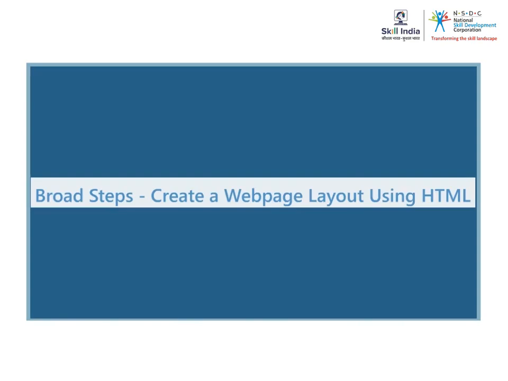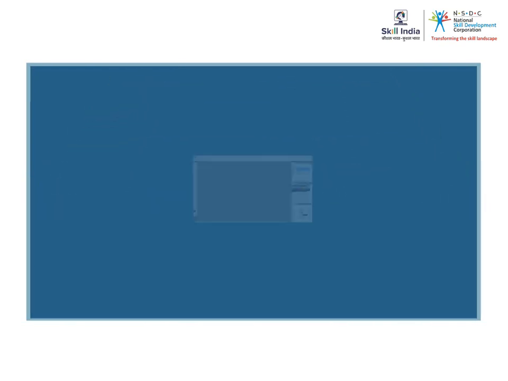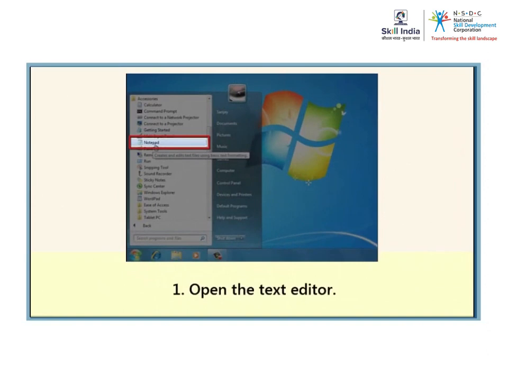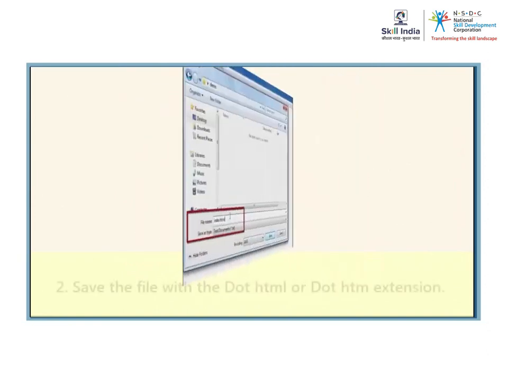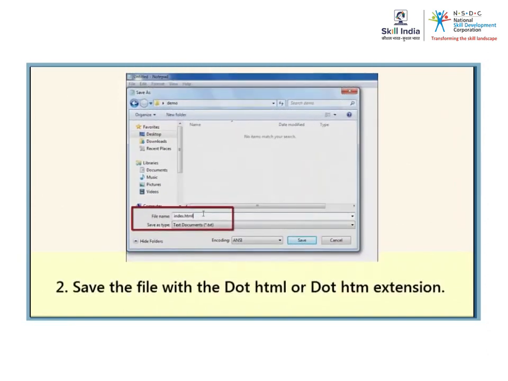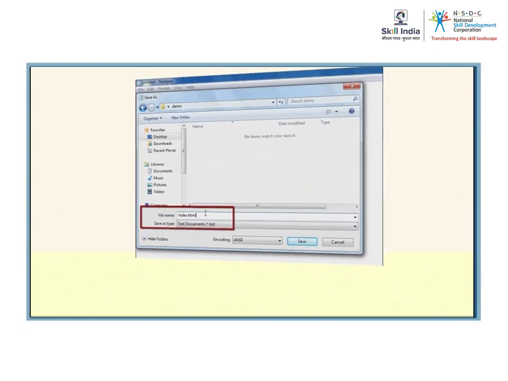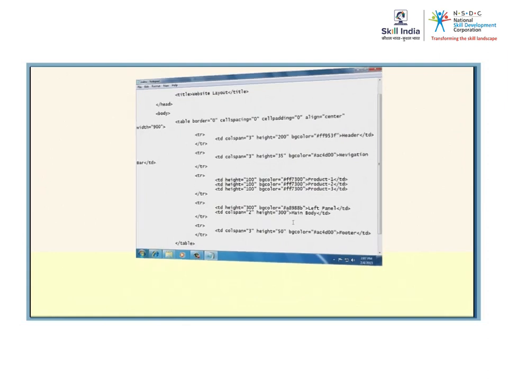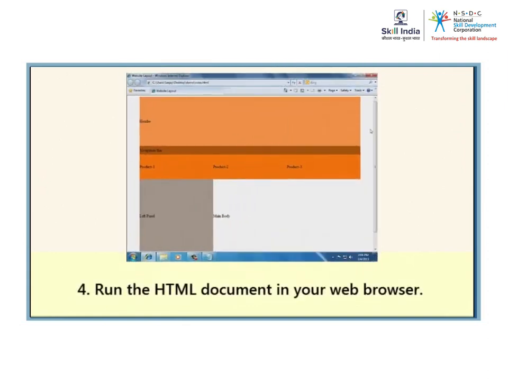Broad steps. Create a web page layout using HTML. To design a fairly simple layout, open the text editor. Save the file with the .html or .htm extension. Add the HTML code to the text editor window. Run the HTML document in your web browser.